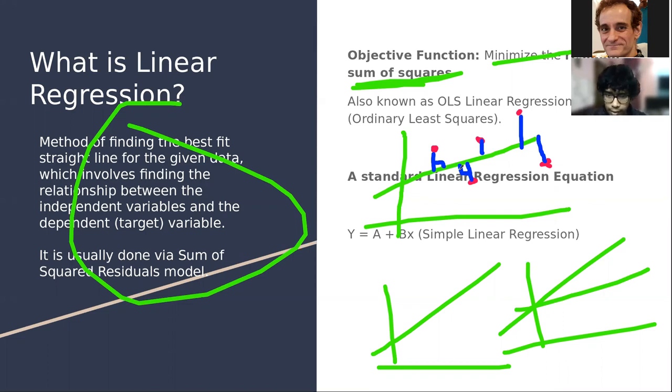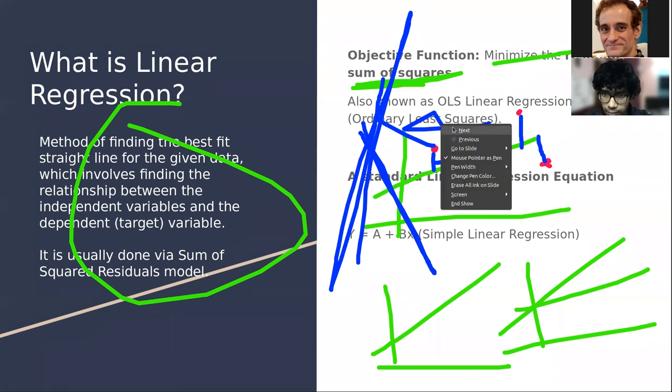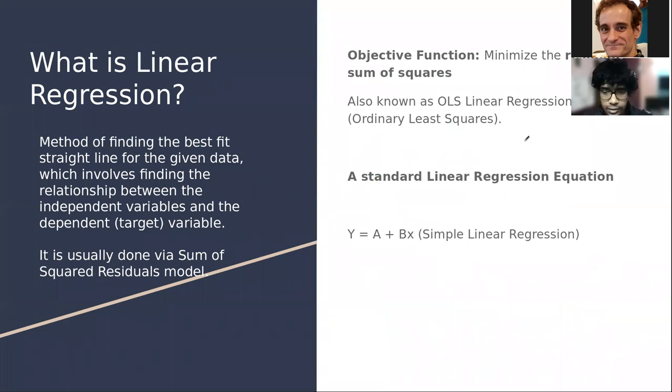So we don't want a line which is something like this. It is very, very far. Even this line, we don't want this. Yeah, we don't want this. So what are we looking for? We are looking for a line which is very near to every point.